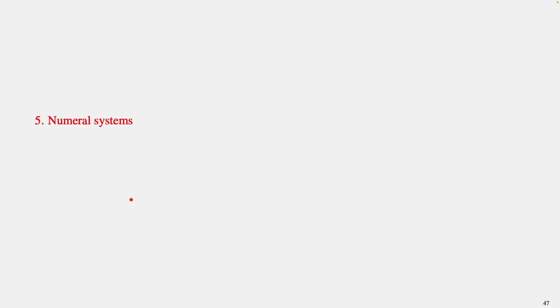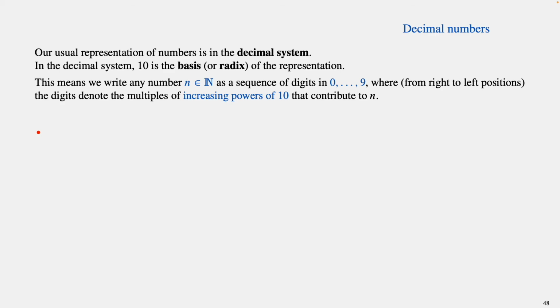That concludes our look at the geometric series, and finally let's have a look at different numeral systems. Of course, you're familiar with the usual decimal representation of numbers, so the decimal system that we use in everyday arithmetic. Here we say that 10, the number 10, is the basis or the radix of the representation. And what this means precisely is that we can take any number n and write it as a sequence of digits between 0 and 9, where, if we go from right to left, the digits correspond to multiples of increasing powers of 10 that contribute to n.